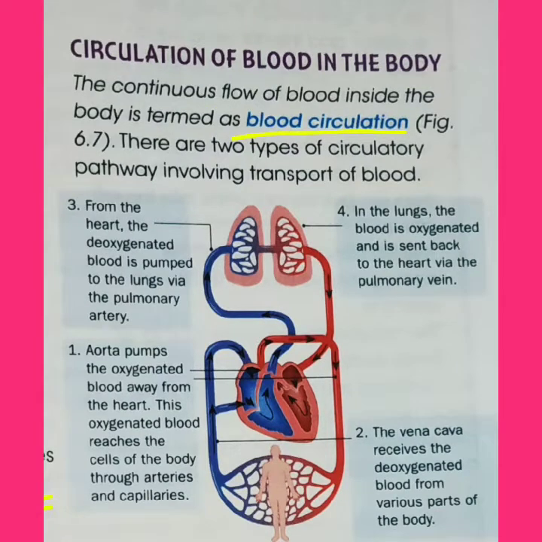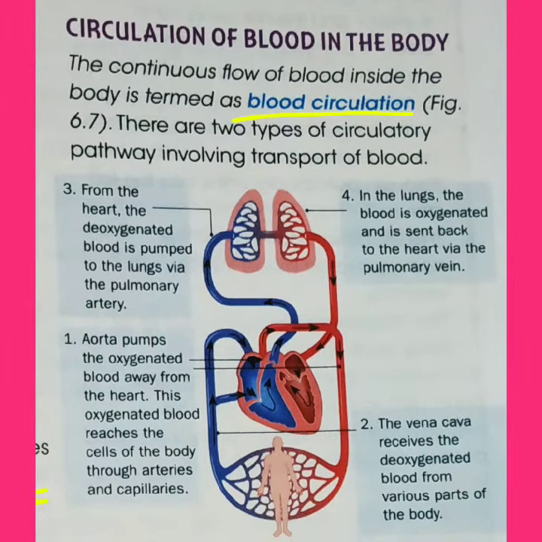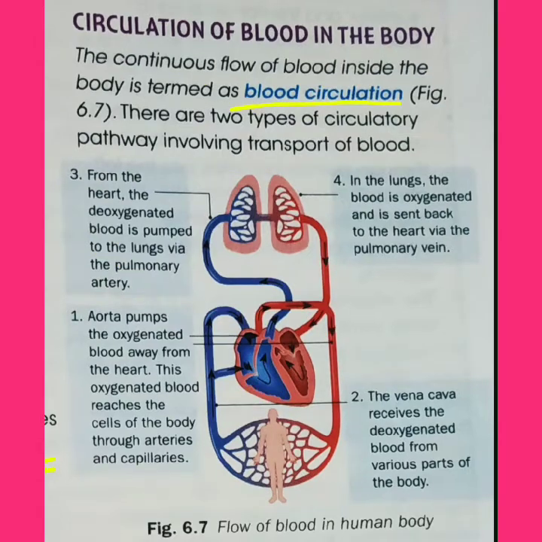So there are two types of circulatory pathway. One is pulmonary circulation, another one is systemic circulation. In case of pulmonary circulation, the blood transports between the heart and the lungs. So this is called pulmonary circulation. What happens in this case? Deoxygenated blood from the right side of the heart flows into the lungs. This one. Okay, and the oxygenated blood from the lungs flows to the left side of the heart.